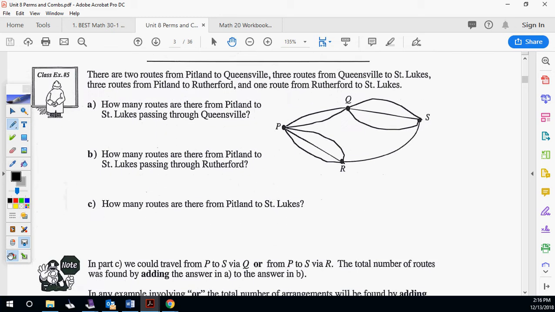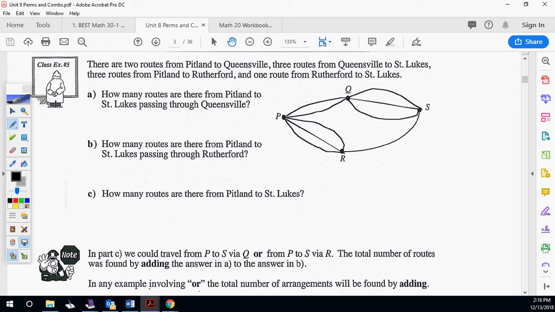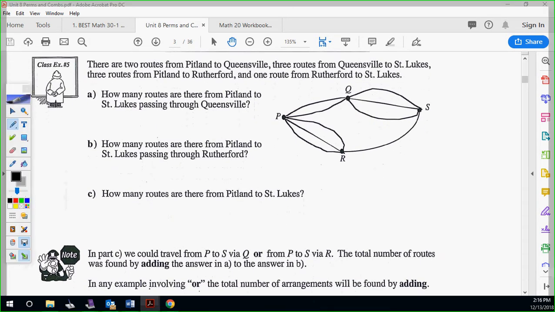Now we're talking about the AND and a little bit of the OR, but okay. There are 2 routes from Pitland to Queensville, 3 routes from Queensville to St. Luke's, and 3 routes from Pitland to Rutherford, and 1 route from Rutherford to St. Luke's. Okay, how many routes are there from Pitland to St. Luke's that go through Queensville?